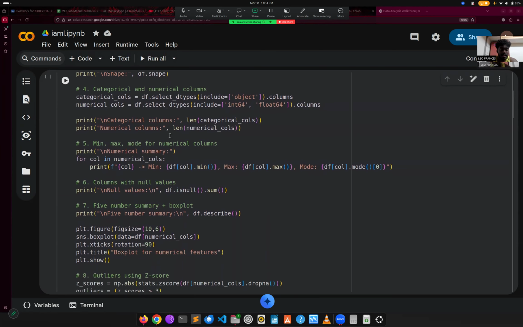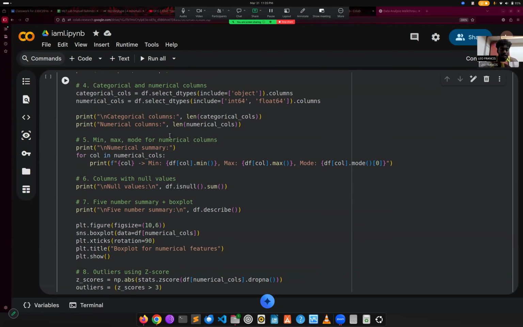And next, I separate the columns into two types, categorical columns and numerical columns. Categorical columns are text-based data like names or types or anything, and numericals are like integer and decimal values. This is important because different types need different analysis methods.